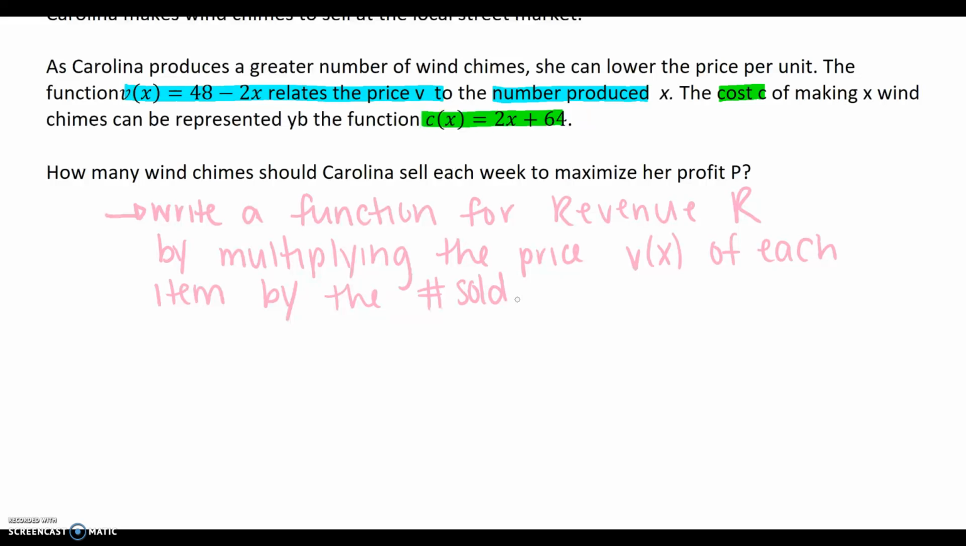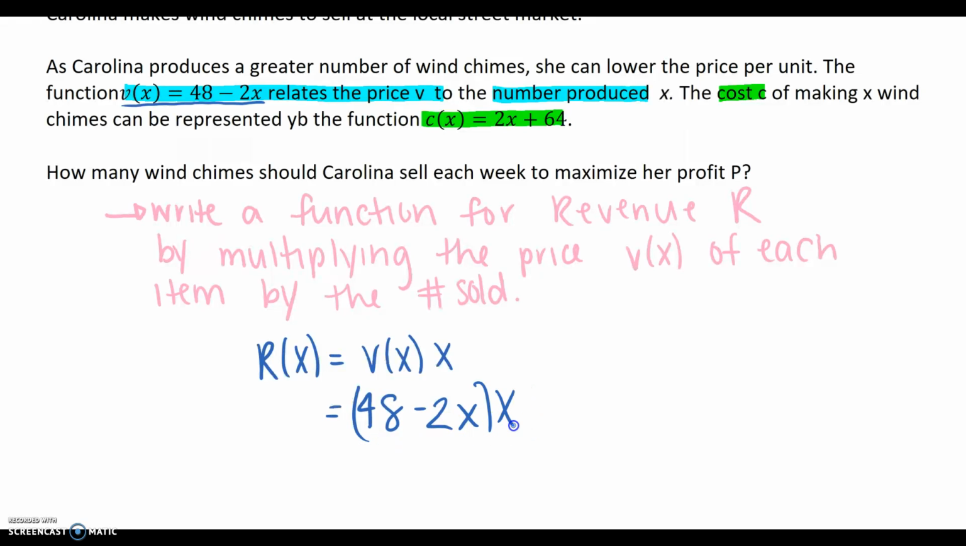So to figure out our revenue R of x, I know that she's going to make revenue if we take the price, which is v of x, and we multiply the price of each one times how many we've sold. So to simplify that, it's going to be 48 minus 2x, and I'm just getting that straight from the v of x function. So this whole thing times x. And so I'm just going to distribute that x. So we have 48x minus 2x squared. So this is now representing revenue.